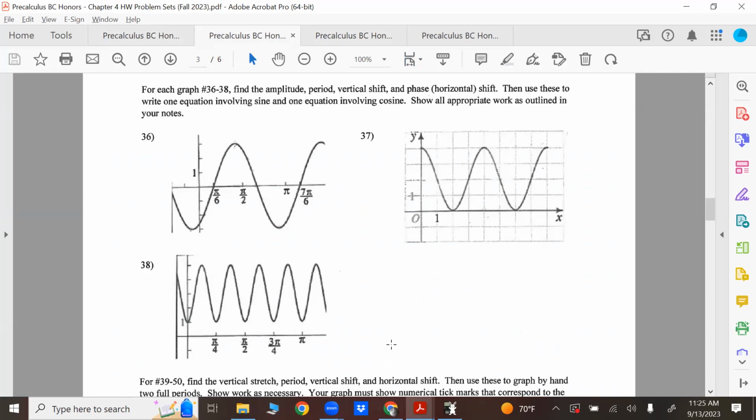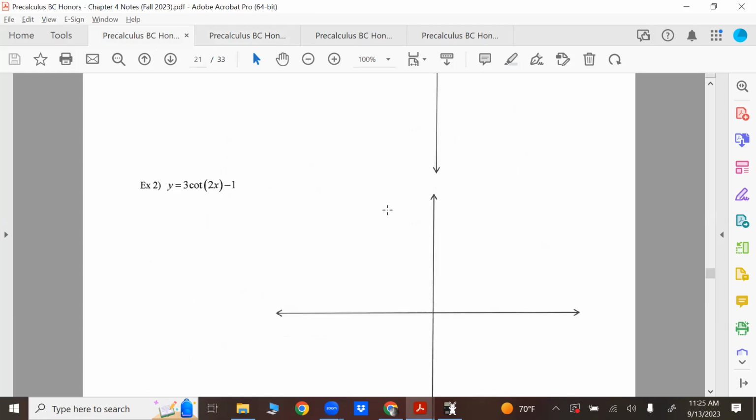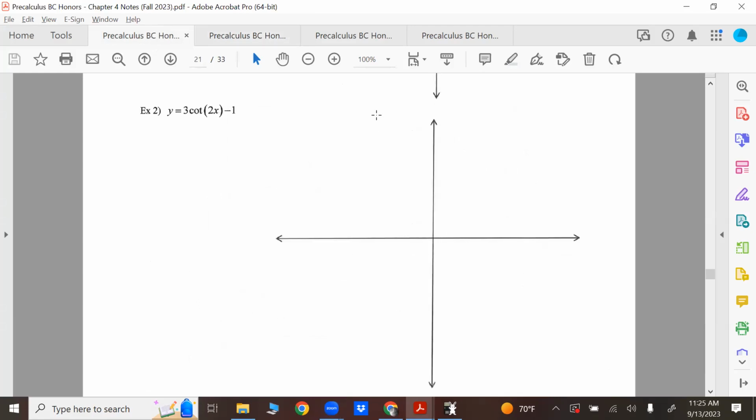Let's see how we did. It's okay if it's ugly. Ugly's okay, as long as it's accurate. All right, here we go, guys. Let's do this.